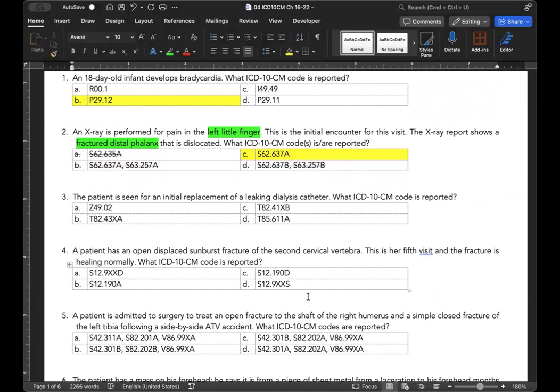Perfect. Number three, we have a patient that is seen for an initial replacement of a leaking dialysis catheter. So what ICD-10-CM code are we going to report? In this one, we don't have two that are the exact same, but we have two that are very close, right? We have T82.41XB and T82.43. So since those are very close, let's go take a look at those. T82.41 and T82.43.